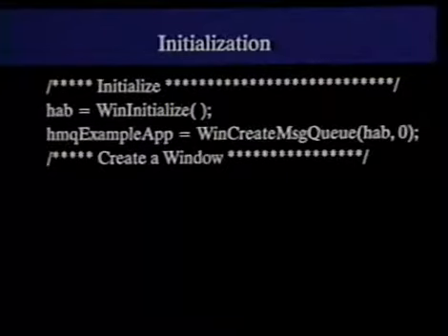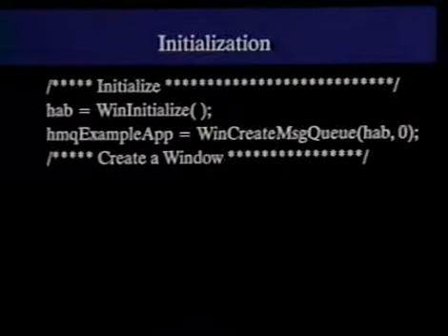The next thing that we're going to need is a message queue. The system is going to be sending us messages in response to clicks in the window, in response to the mouse clicks, in response to the keyboard, and in response to the user selecting something from a menu. The system will trap those and send us a message indicating that this event has occurred. We need a queue in order to store those messages. So we make a call to WinCreateMsgQueue, passing it our handle to our anchor block, and it creates a queue for us.